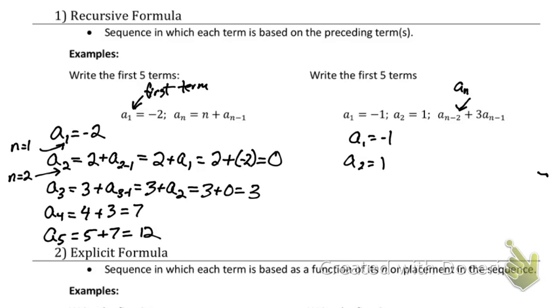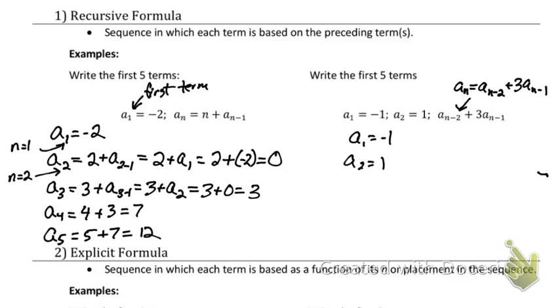You need to see it as a sub n equals a sub n minus 2 plus 3 times a sub n minus 1. So this is the term I want, a sub n. What would a sub n minus 2 be then? If this is the term I want, what do I have to do to get a sub n minus 2?